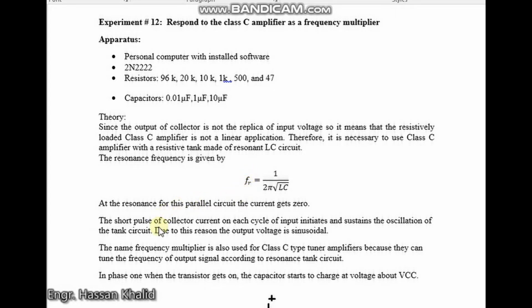Now what happens at resonance is that the circuit gets open, and there is no more current that can flow toward the other side from this tank circuit.